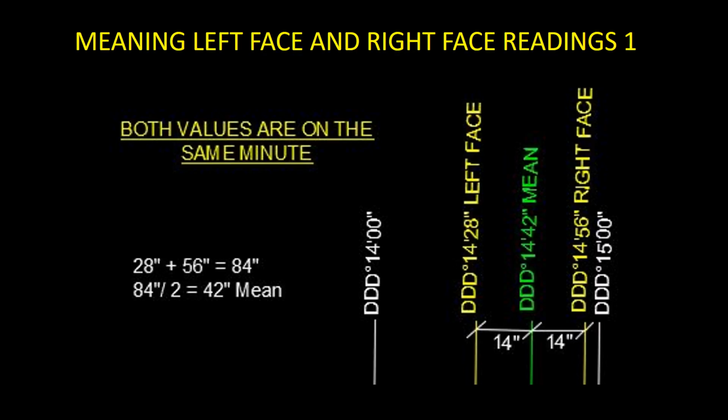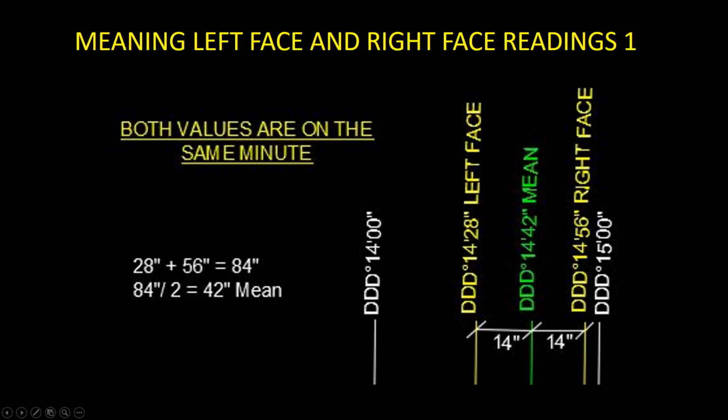Okay, so it's the same with these. Now this one here, there's actually two situations. Both values are on the same minute. So you've got some degrees 14:28 and some degrees 14:56. So they're both going to be on the same minute. You want to go halfway. What you do is just add up the seconds. 28 plus 56 is 84. Half of 84 is 42. That's your mean. So your mean's going to be some degrees, 14 minutes, 42. So that's for the situation where both values are on the same minute.